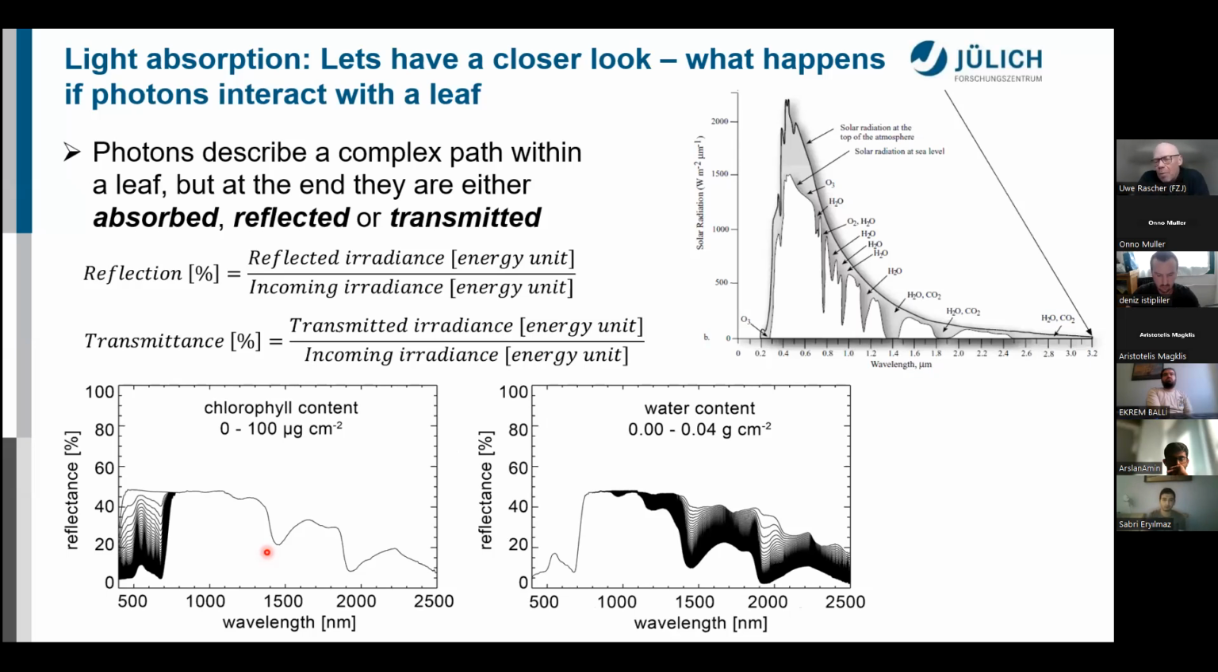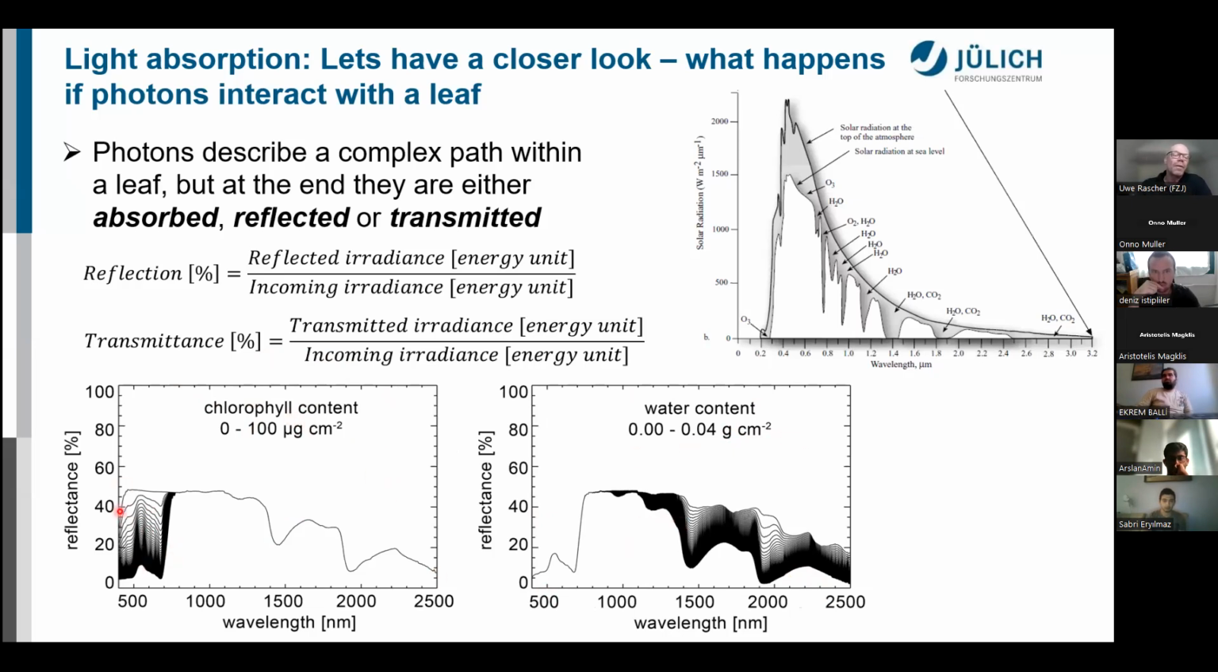But let's be a little bit more pragmatic now for our plant phenotyping. Let's look, for example, at the overall changes which happen if I change the chlorophyll content in a leaf or if I change the water content. Down here, this is a modeling study taken from one of the models, which I said is a physically based model, and we only change the chlorophyll content and the water content.